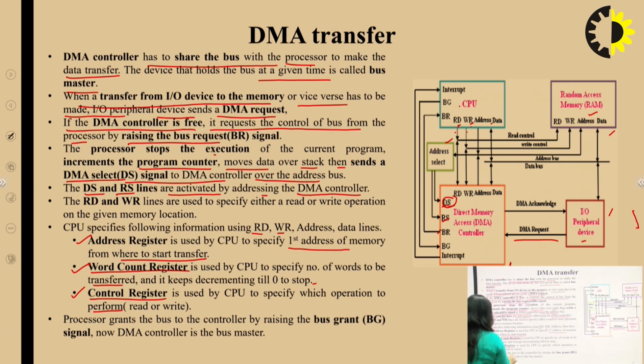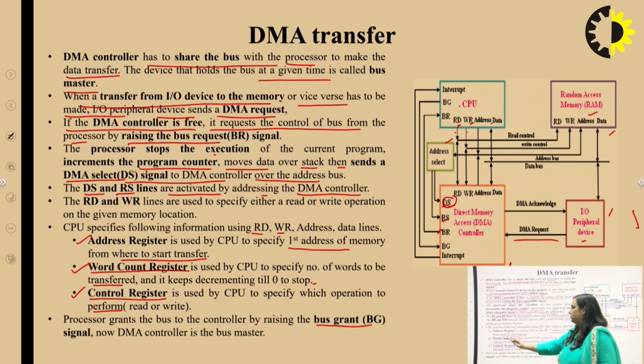Now the processor grants the bus to the controller by raising the bus grant signal. So after sending the bus request to CPU and providing the details of these three, address register, word count register and control register, CPU will provide the bus grant signal BG to DMA. Now DMA controller is the bus master.